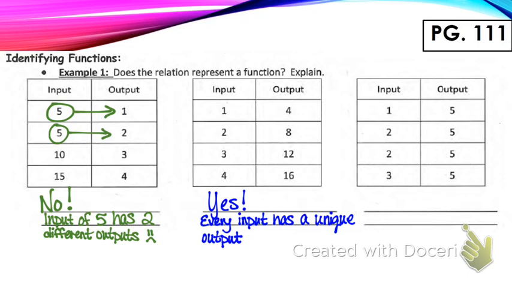The y's can repeat, the x's can't. Because remember, we want to be able to accurately predict the output. If I can accurately predict the output, even if the output doesn't change, it's still a function. So this one is yes. Each input goes to only one output.